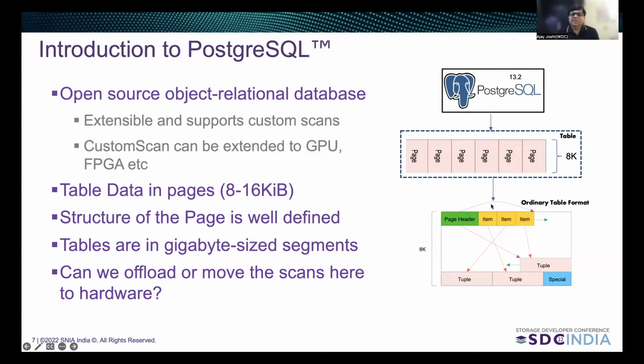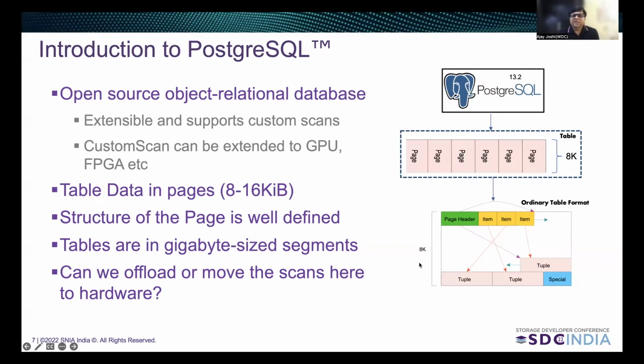So each of these pages has a well-defined format. For example, in the case of the ordinary table format, you have a page header, items, and the tuples all located as a part of the 8K page itself. The tables are generally in gigabyte segments. So if you have a 20 gigabyte table, it's all split into 20 files of 1 gig each, so the scans can be done in parallel.